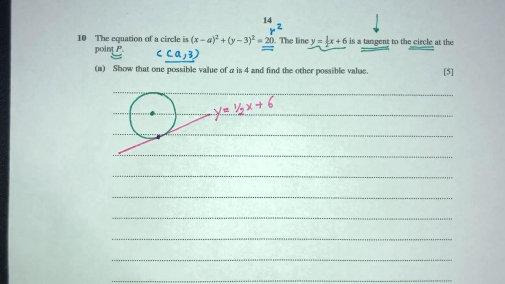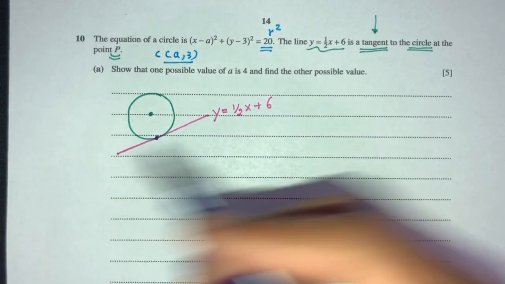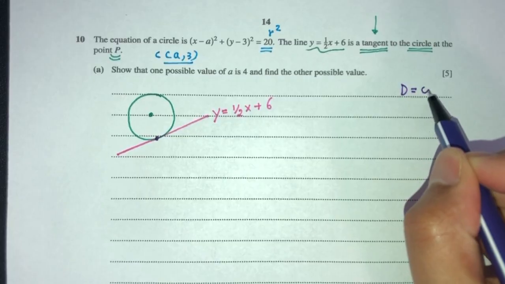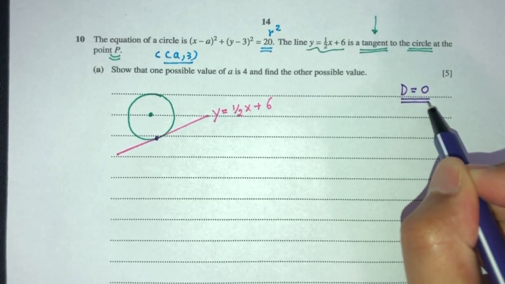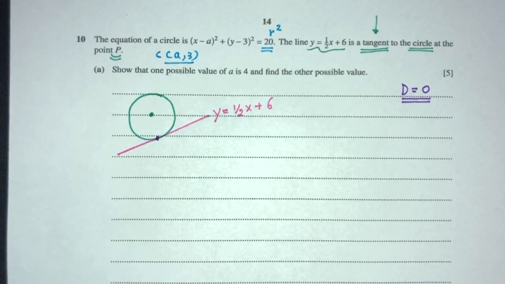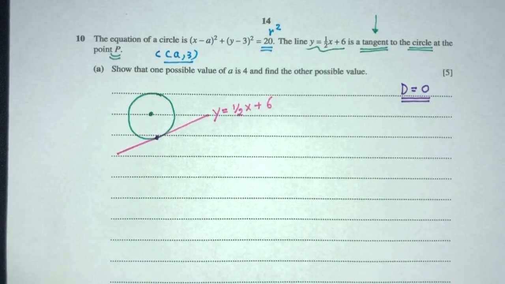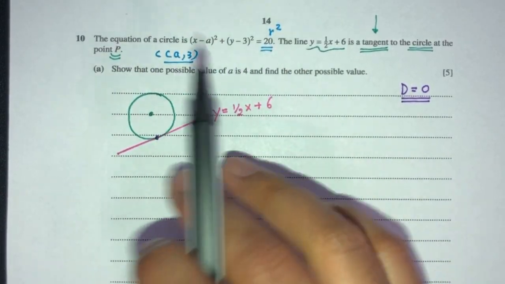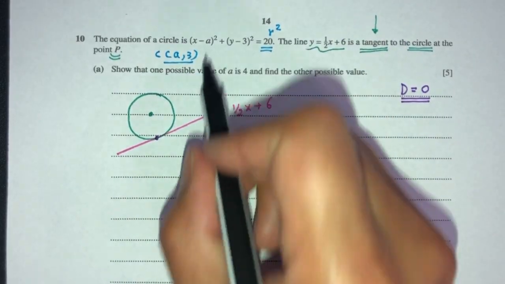And what does it translate to? It translates to, usually we call this the discriminant, having to be equal to 0. That's what it means. Therefore, let's try to solve this, and then we can use that concept to find the values of a. So let's do this. Here we have the equation of my circle. Let me replace y back in here. Let me expand this first.